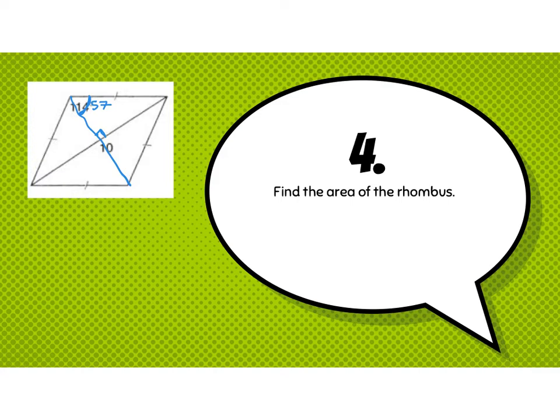Now, another thing that is important is that the diagonals bisect each other. So this length will be equal to this length, which means this is 5. If the whole thing was 10, half of it would be 5. And now we can again think back to SOHCAHTOA.